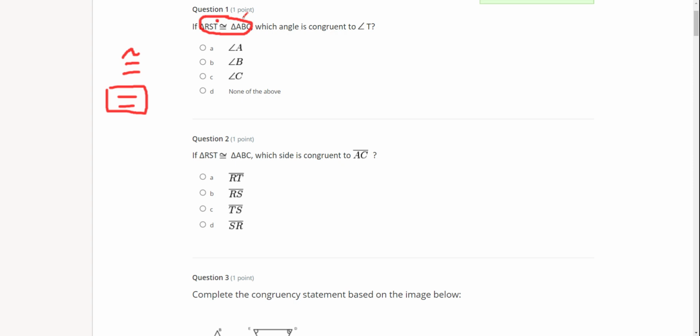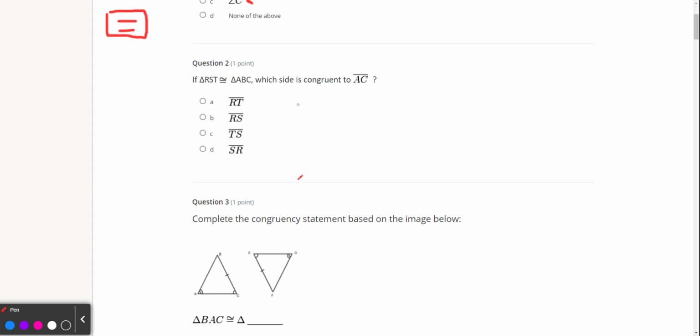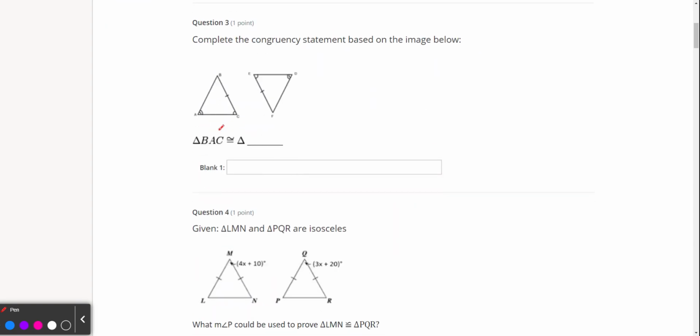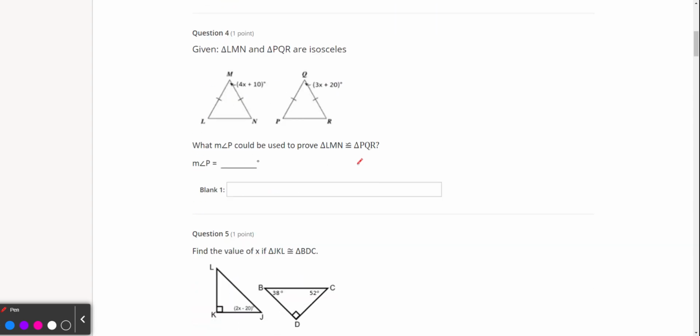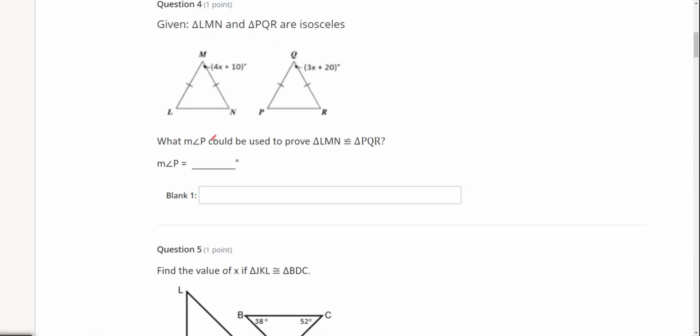T is the last thing, so it goes with C, right? Same thing down here. Same thing here. If I've got this key, it's just like in IXL where you've got to follow the right pattern, right? Question number 4 is a little more difficult. We want to talk about question number 4? Yeah? Okay. So this is definitely a hard question.